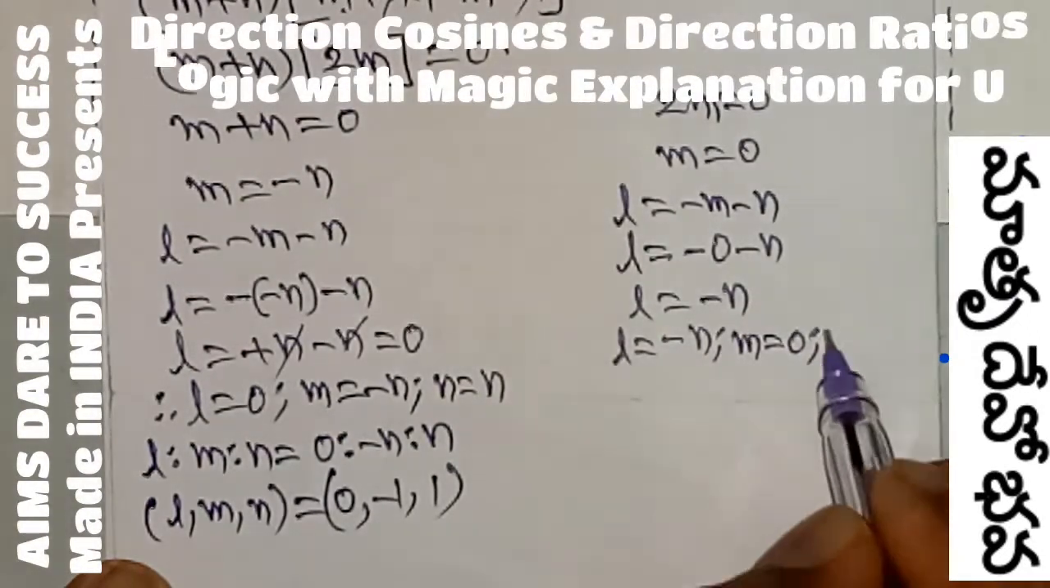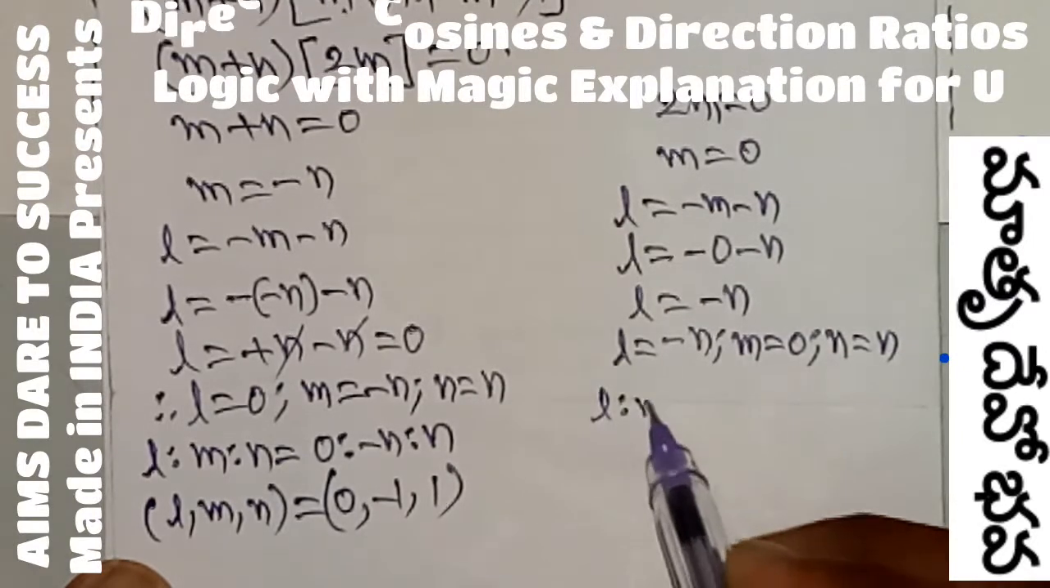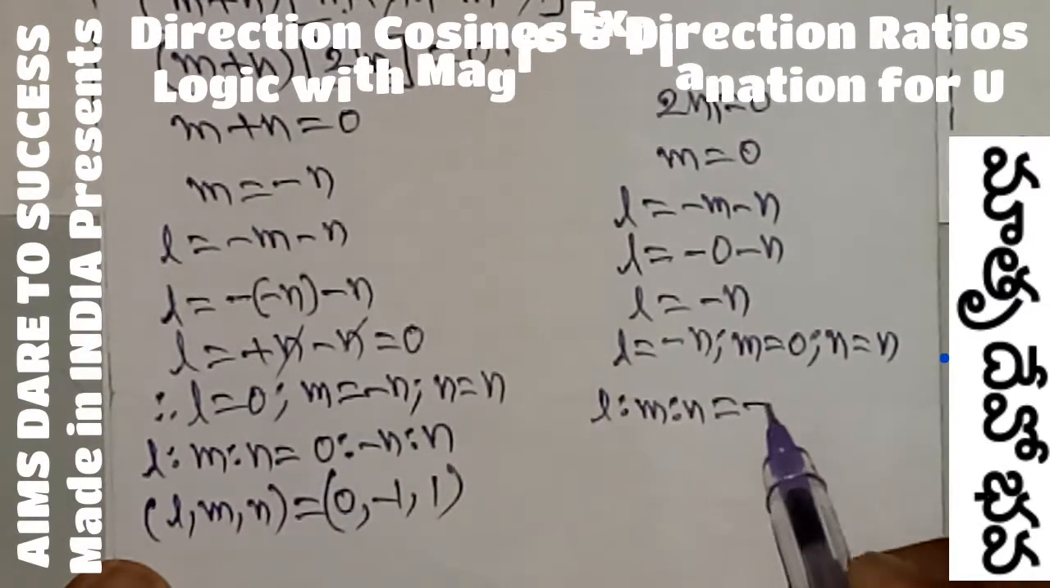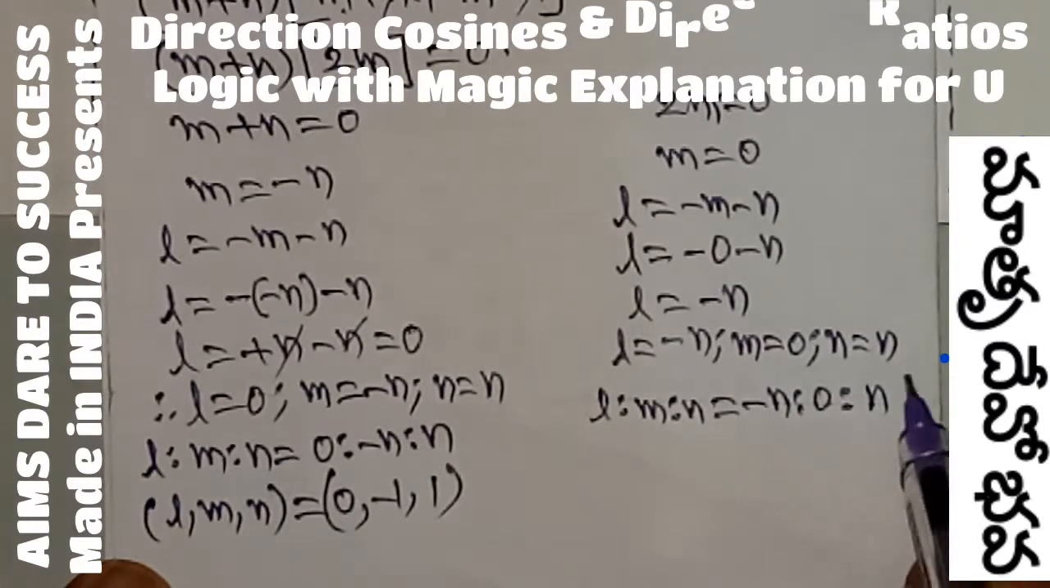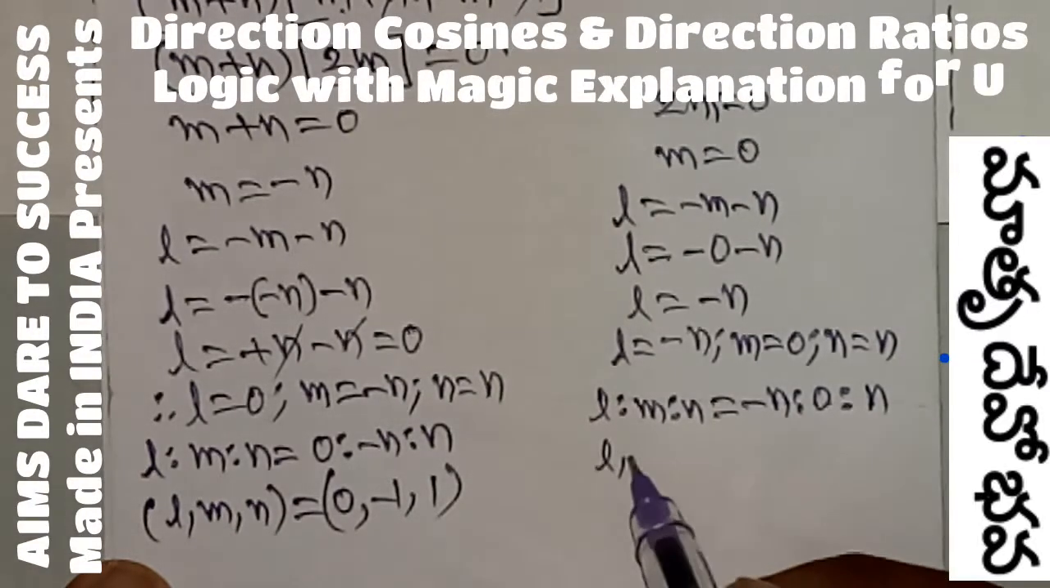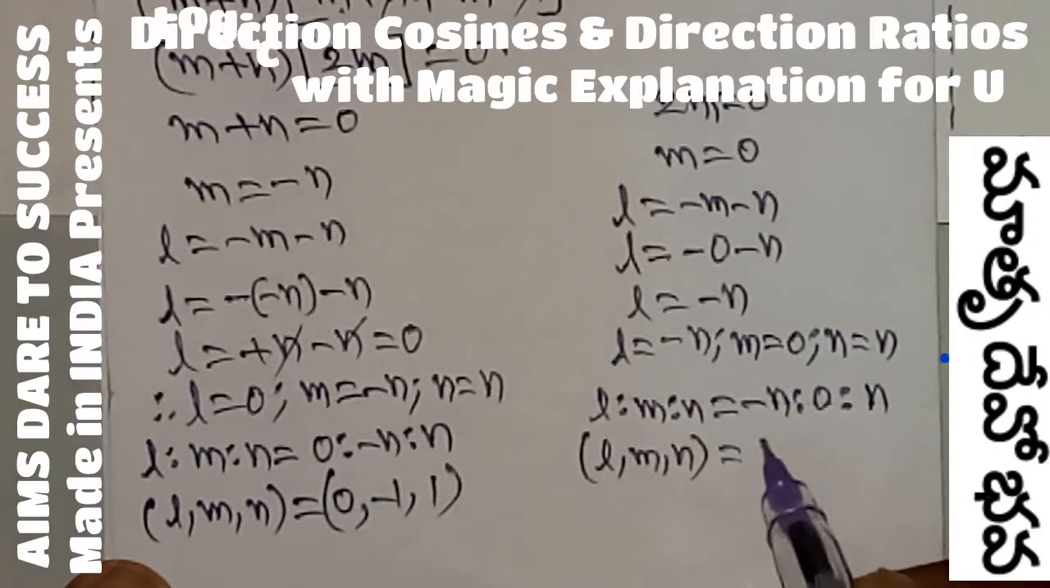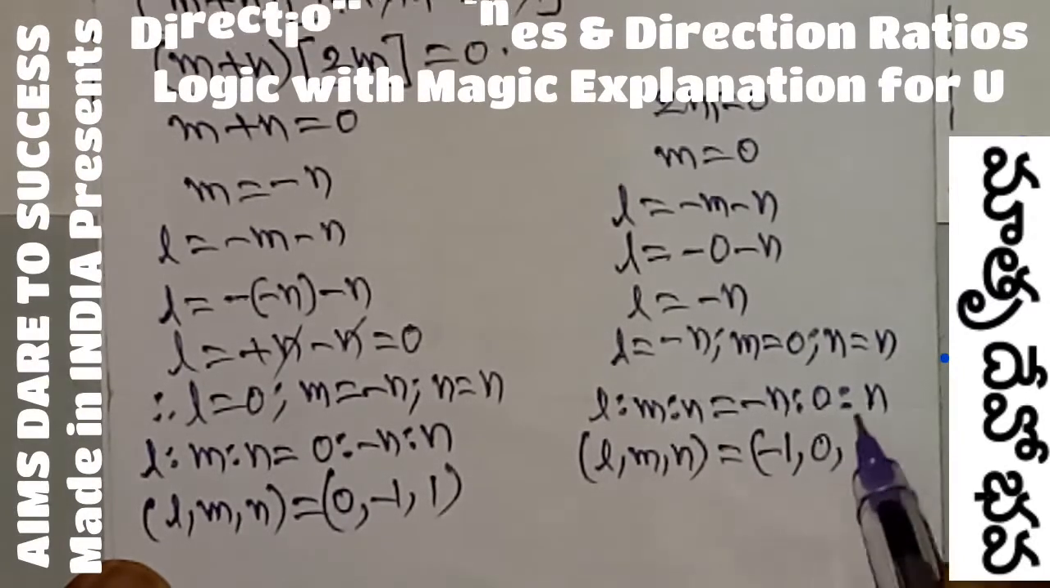Next, these are values related to N. You can write N is N only. Next, I wanted to write the L is to M is to N ratio. L value is minus N, is to M value is 0, is to N is N only. So in the ratio, the similar value N gets cancelled. I wanted to write the L, M, N values, here only the coefficients, that is minus 1, 0, 1.